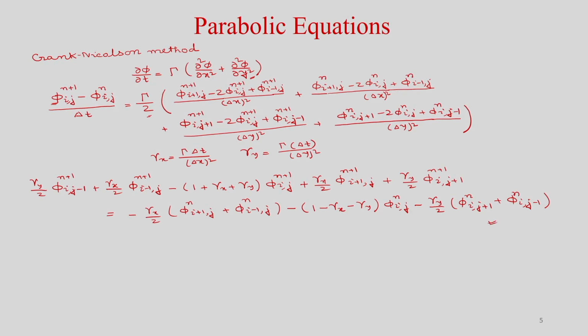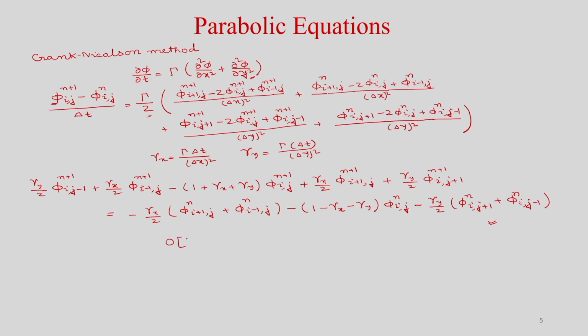So, we know that this scheme is second order accurate both in time and space. So, it is delta t square, delta x square and delta y square. This is the order of accuracy. And the method is unconditionally stable.